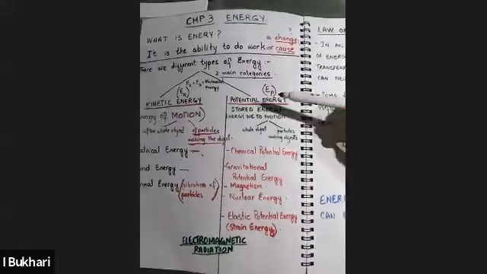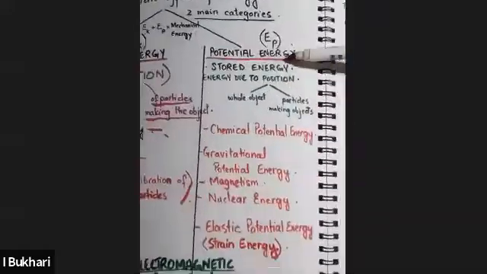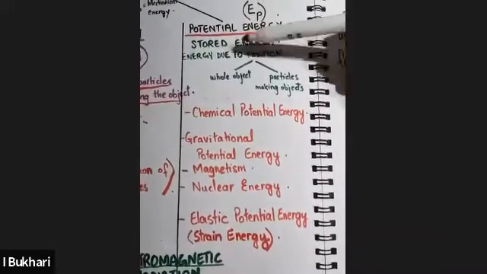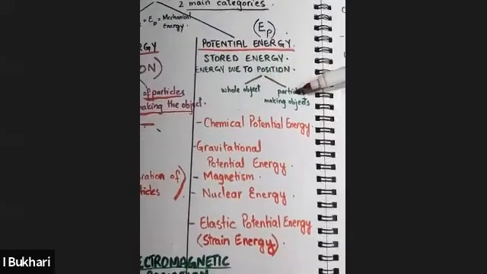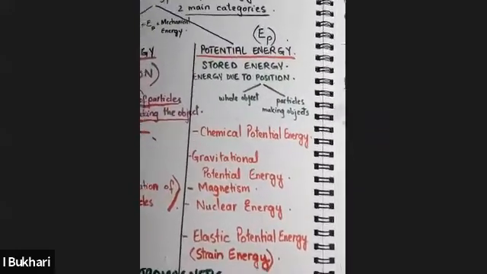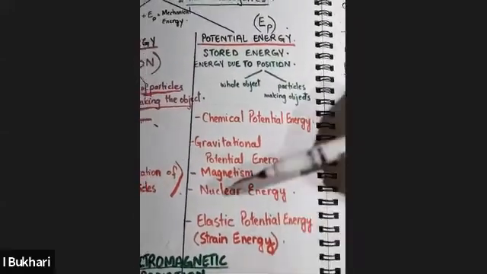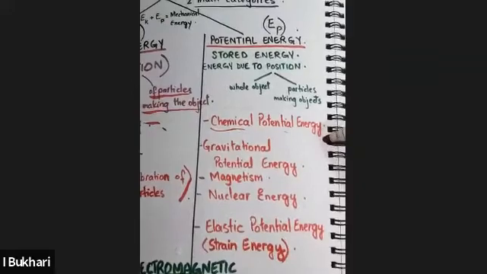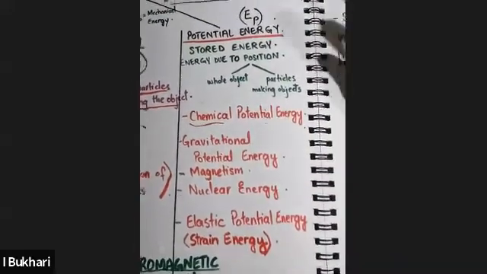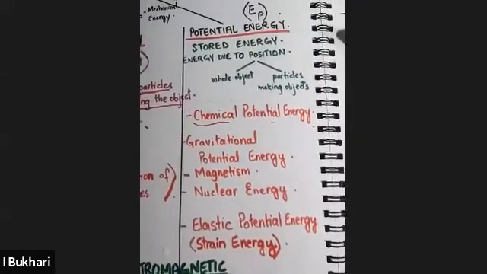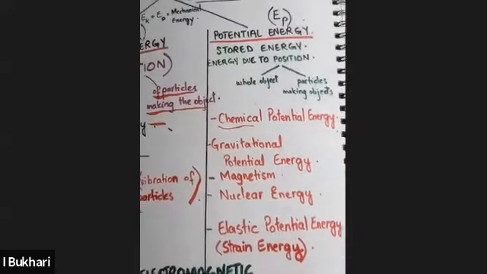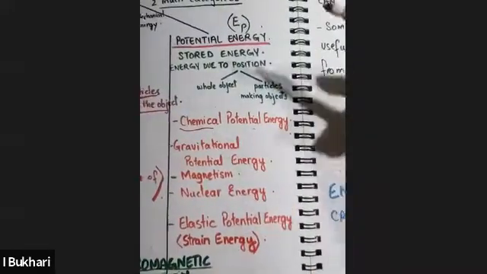Then we have potential energy. Now, what is potential energy? Potential energy is stored energy or energy due to position. Position of either the whole object or the particles that are making the object, okay? Examples of potential energy are chemical potential energy, the energy which is stored within the molecules and in the bonds of the molecules. I know many of you might not understand this, but I'm just introducing it and I will explain it in detail. So right now I'm just introducing you to the names of the different types of energy. Then we will talk in detail about each one of them.